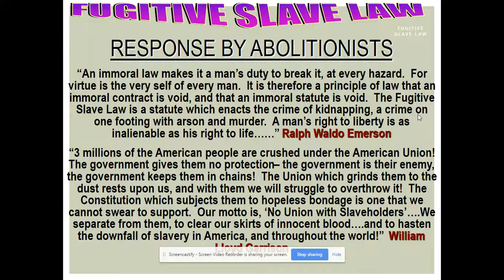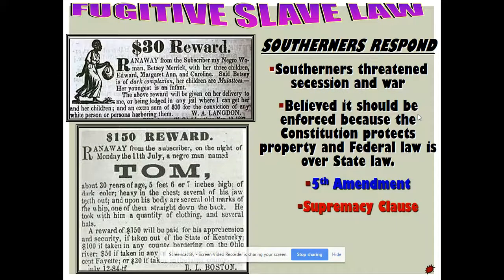So these are quotes about the Compromise of 1850, and particularly the Fugitive Slave Act. This is Emerson and William Lloyd Garrison. Emerson, remember, is a famous transcendentalist. William Lloyd Garrison is the most well-known abolitionist in the United States. If you would like, you can read this later. Southerners get upset about it.